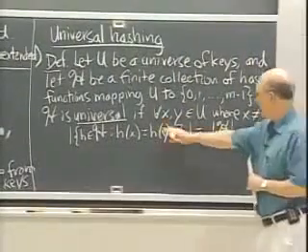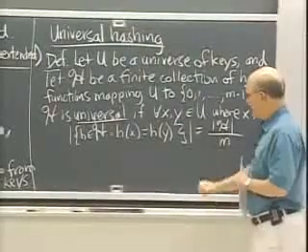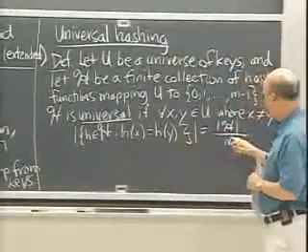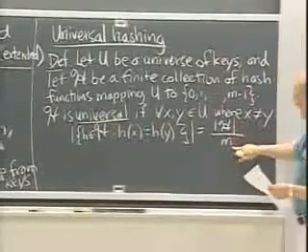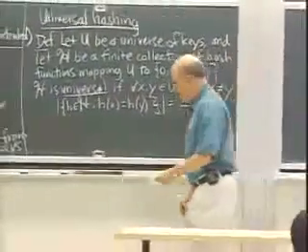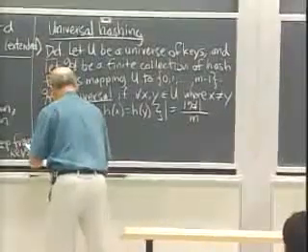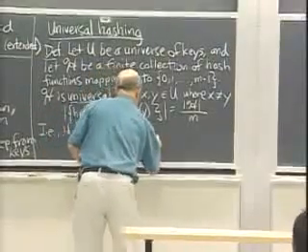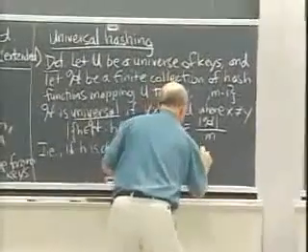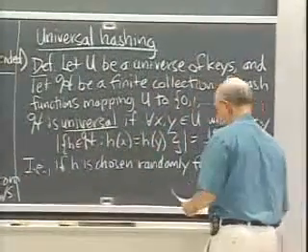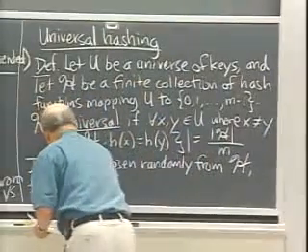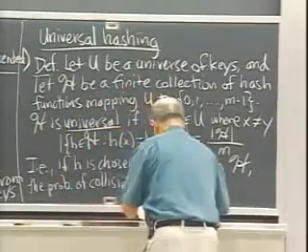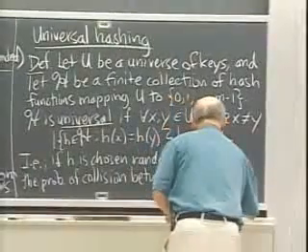For any pair of keys I pick, the number of hash functions that hash those two keys to the same place is a 1 over mth fraction of the total set of hash functions in H. Another way of viewing that is, if h is chosen randomly from the set of hash functions H, the probability of collision between x and y is what?